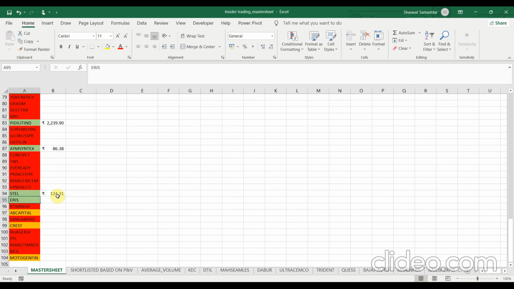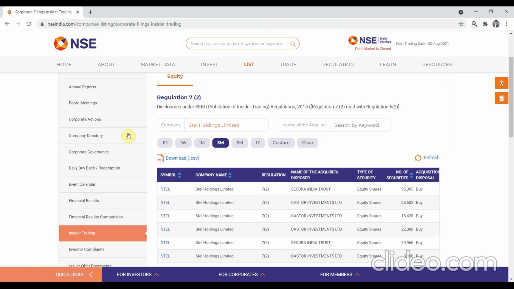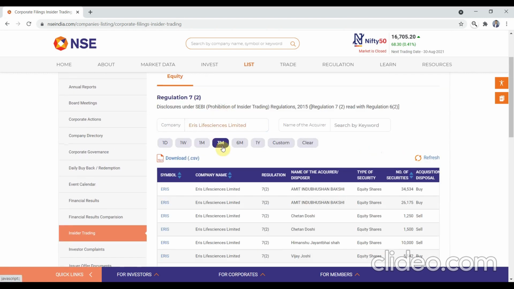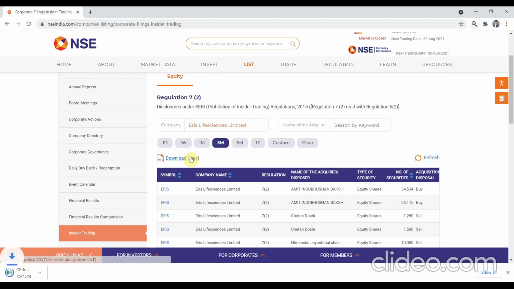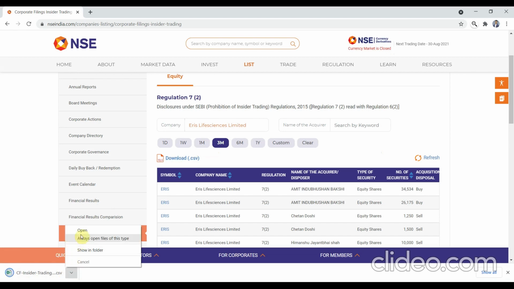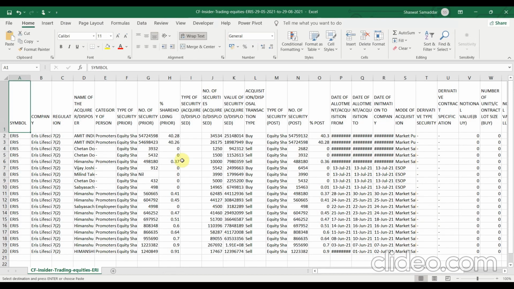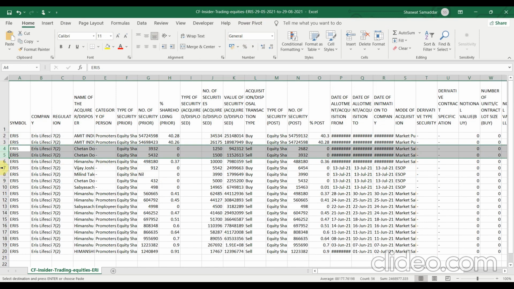Moving on to Eris. Click on this. Again, just refresh it for the sake of security. Open this particular file. Again, this is the insider trading report for Eris only for 3 months, as you can see, the name specifies it. Okay, so we have a bunch of rows we want to delete, which are not promoters.